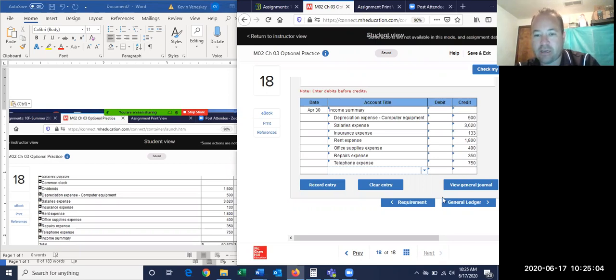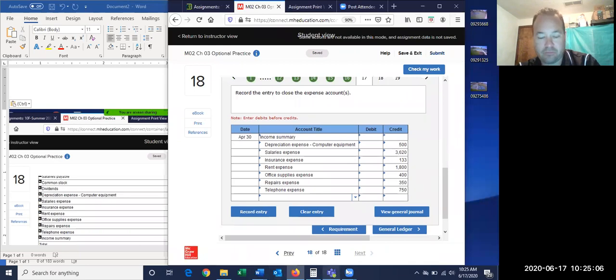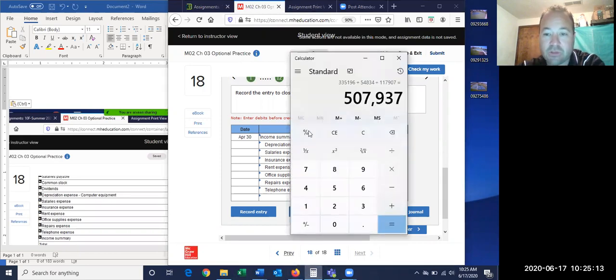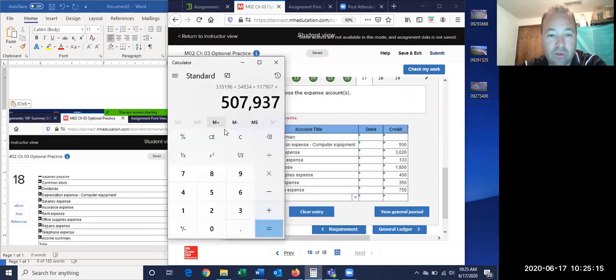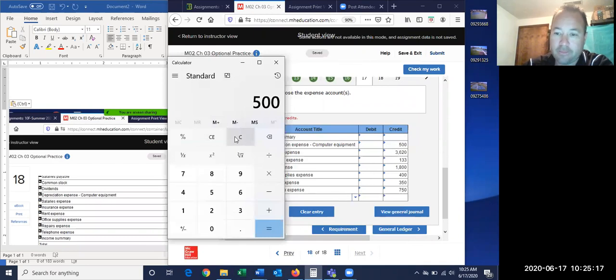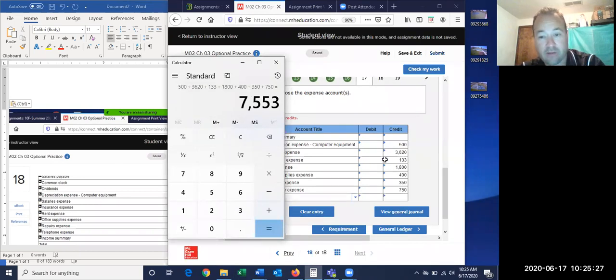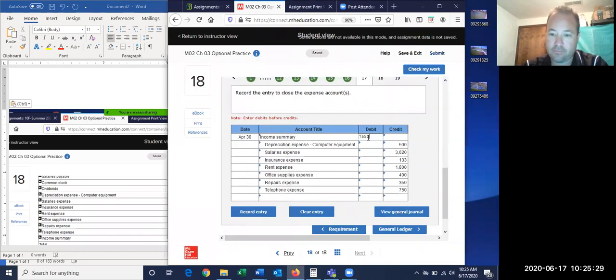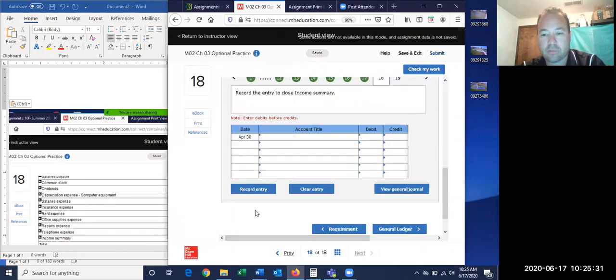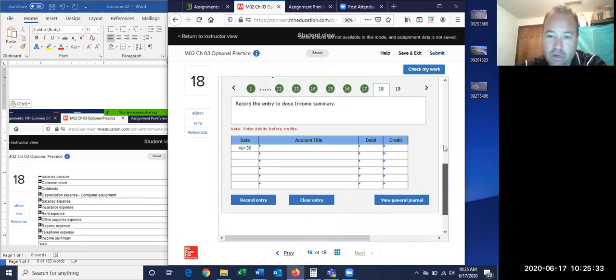And that was already done for us in the income statement, but I'm not going to revert back there. I'm afraid it's going to get rid of all of these that I just did. So I'm just going to add them up here in my calculator. $7,553. And record that.